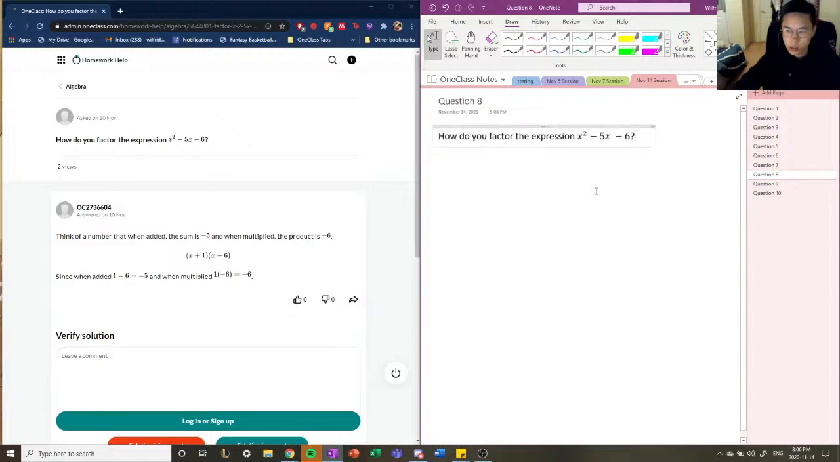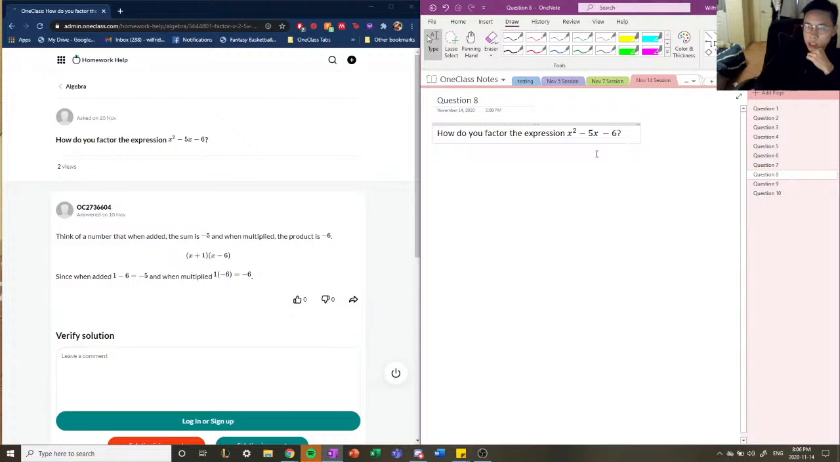All right, question number 8. How do you factor the expression x squared minus 5x minus 6? We're going to use our cross multiplication method to factor this. Basically, to factor it means to find the associated terms that, when you multiply them together, will make x squared minus 5x minus 6. I've covered this before, but the cross multiplication rule states that we find factors of our first and third term, we cross multiply them together, and then we add those terms together. If we get the middle term, then we have found our factors.